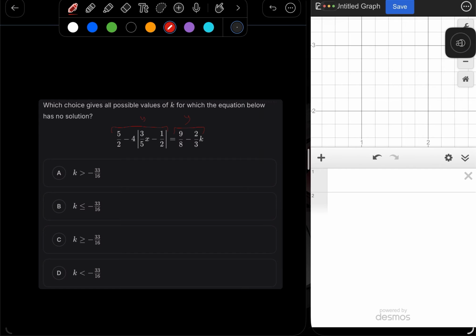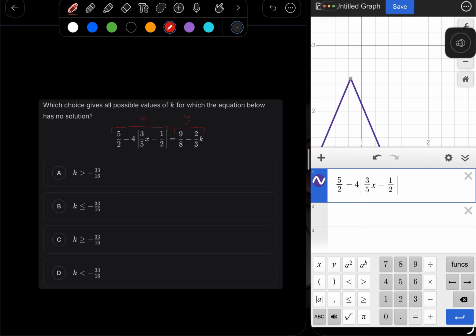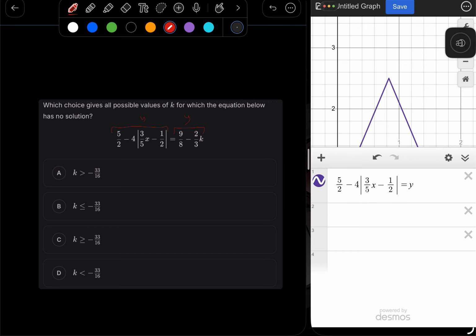So set that here. So we have 5 halves minus 4 times the absolute value of 3/5 x minus 1 half. Okay, so that's the first one, and remember, set it equal to y. It's a good idea to double check yourself when you're writing these equations down, because sometimes you do it so fast and you're under pressure and it messes you up.